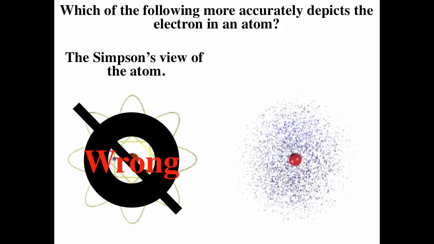Electrons have wave-like properties. They are not hard spheres. That picture shows them as hard spheres. A better, more accurate way of thinking about electrons is that you actually have electron density around the nucleus. It's smeared out.